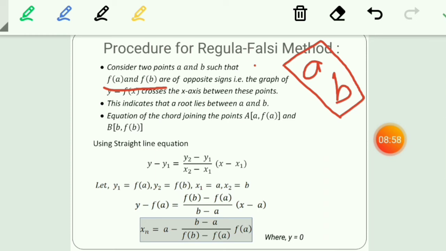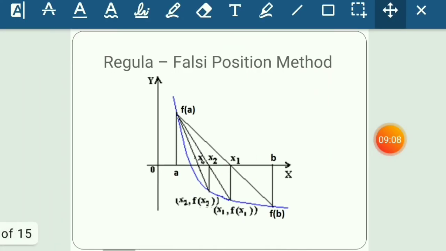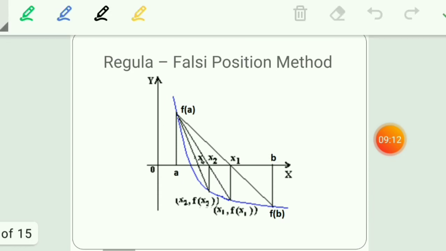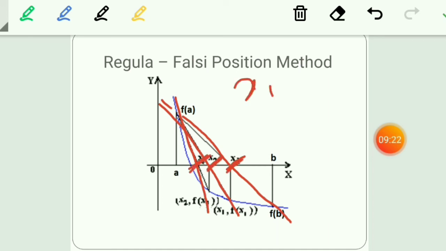So here, as we have seen in the last slide, we are using the solution of a straight line. Where the straight line cuts the x-axis gives me the value of the iterations, that is x1, then x2, then x3, and so on. So I have to find these values. This is my point of interest. I have to check these values.